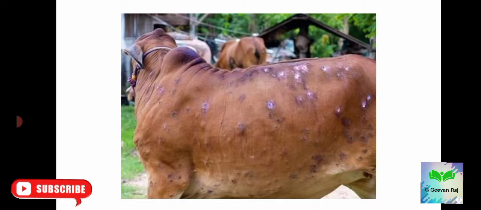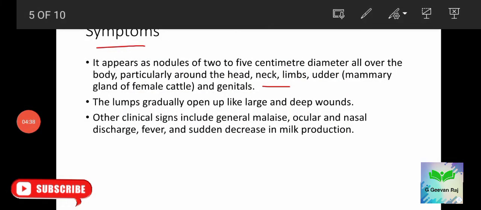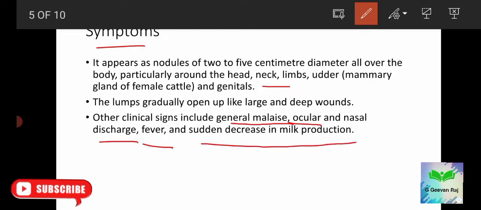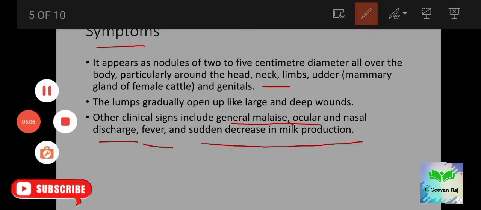Another major symptom is the reduction in the production of milk. So the amount of milk produced by the cattle will also be reduced. The lumps gradually open up like large and deep wounds. So these nodules will gradually open up and they produce wounds on the body of the animal. That is also a major symptom. Other clinical signs include general malaise, ocular and nasal discharge, fever and sudden decrease in the production of milk. All these are major symptoms of lumpy skin disease.